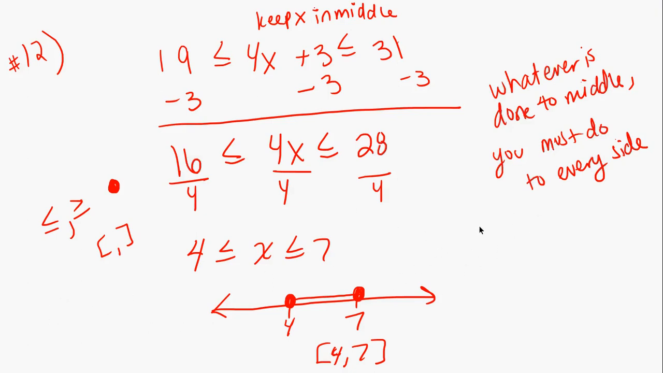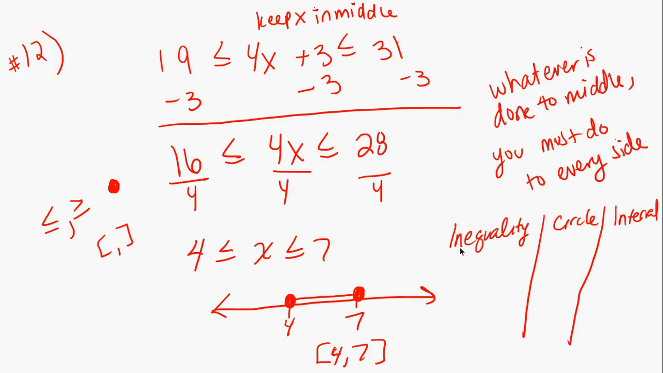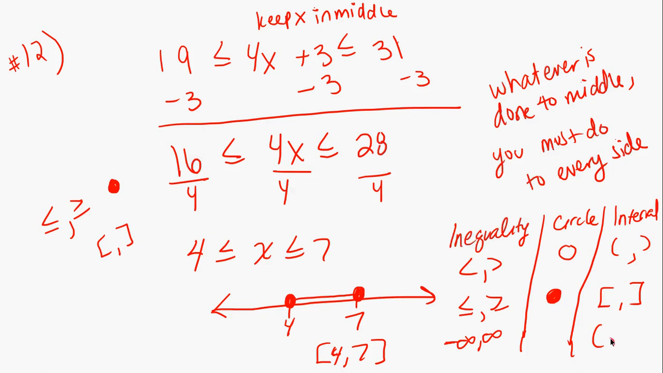Now real quick, just as a reminder, keep in mind that you have your inequality symbol, your circle type, and then your interval. For less than and greater than, you get an open circle and you get parentheses. For less than or equal to and greater than or equal to, you get a closed circle and then you get brackets. And then of course we have our negative infinity and positive infinity. Those don't get a circle, but they do get parentheses in the interval.